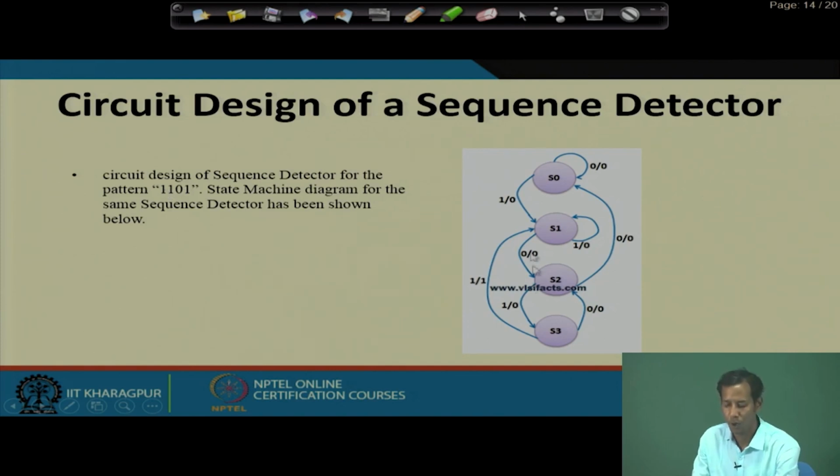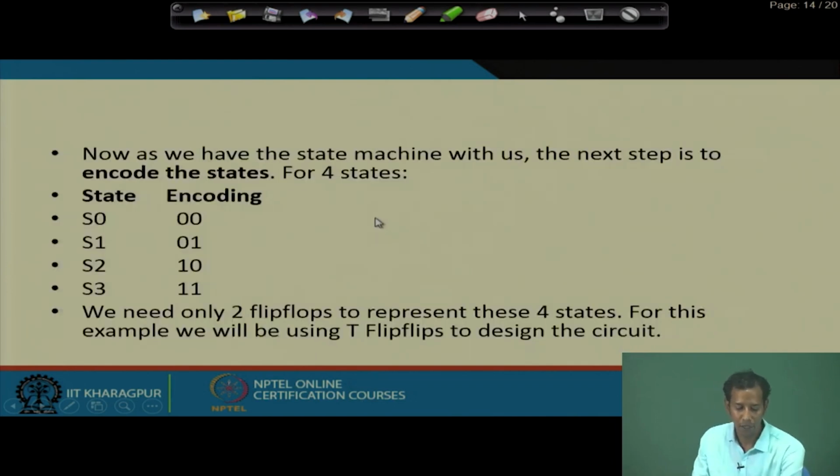1101. Once we have drawn the corresponding finite state machine, as we have to detect this 1101 sequence, depending on that only we came to this finite state machine. If the sequence is different, then the FSM will also be different. As we have to detect a sequence of 4 bits, that is why we have 4 states.